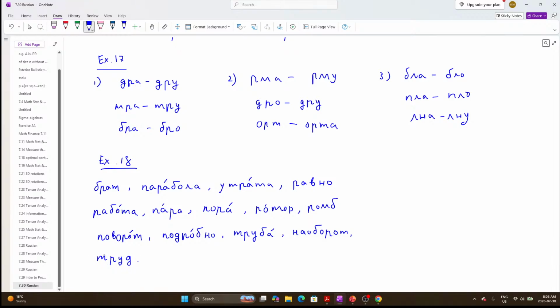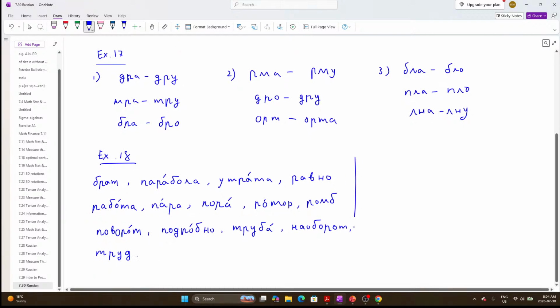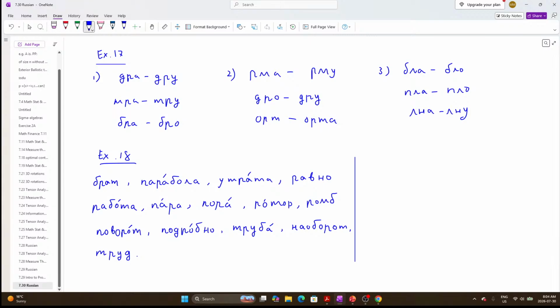I think it has a different connotation compared to the word работа. Труд. Okay. Anyway, so here we have the meaning of these words. So, брат is brother.